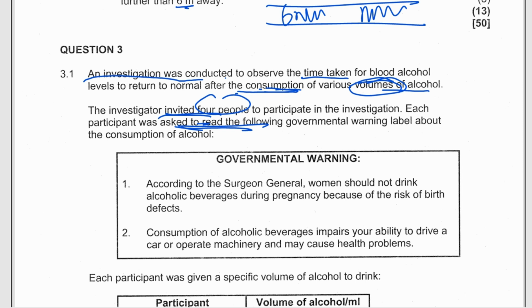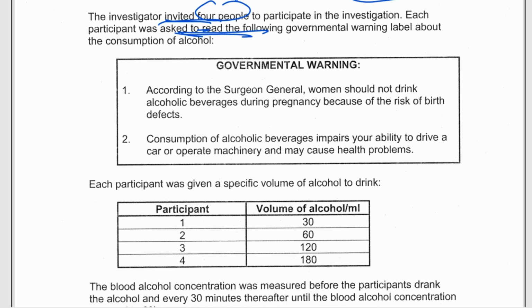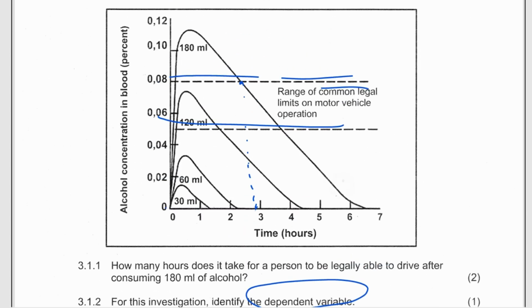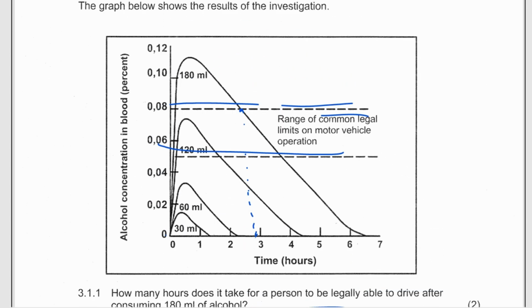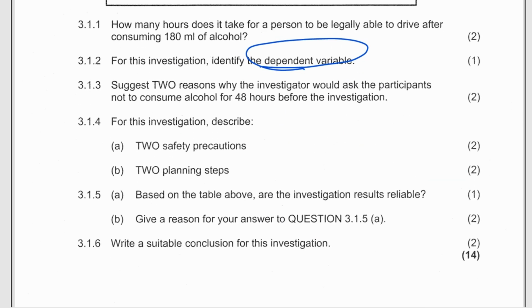And then number two, yes, they must not drive. Consumption of alcohol impairs the ability to drive. They must not drive when they're drinking, so that they don't cause accidents. So you are trying to bring about the safety of these people who are under this investigation. So they had to be below this level so that they can drive.